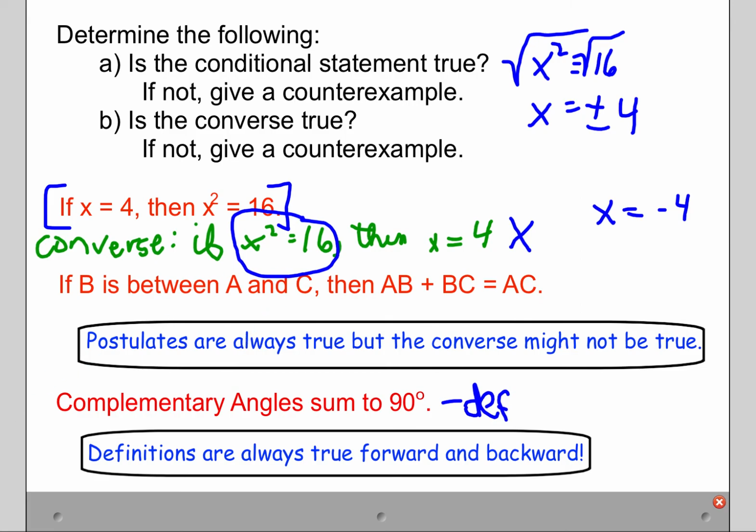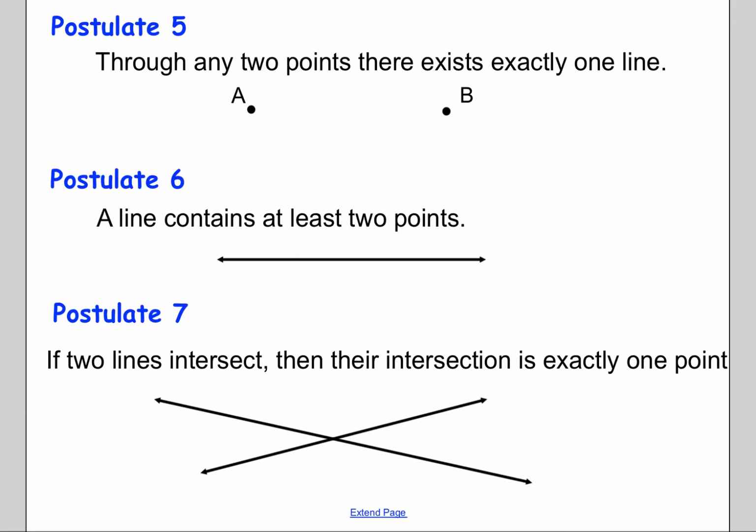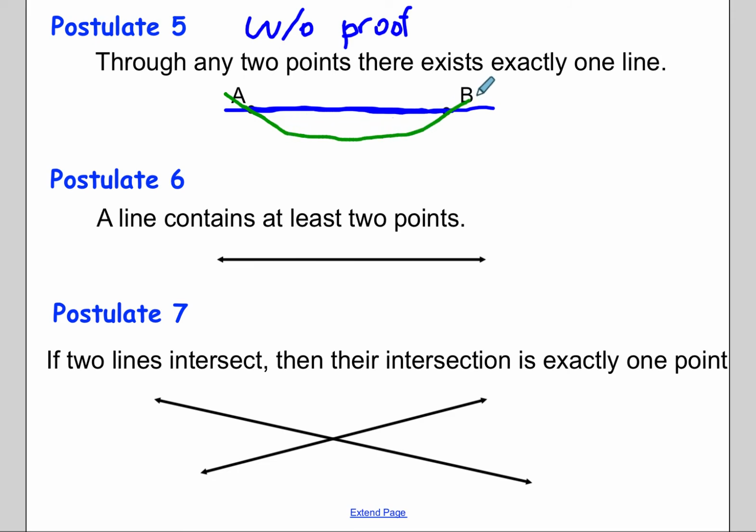Before we go, we're going to go over 3 postulates, postulate 5, 6, and 7. And remember, a postulate is a rule accepted without proof. So we don't really need to prove it. It's just kind of common sense. So postulate 5 says, through any 2 points, there exists exactly one line. So basically, there's only one line that will go through both these points, A and B. I can't draw another line that somehow goes through A and B. That's not a line. There's only one line that exists that would go through both points A and B.